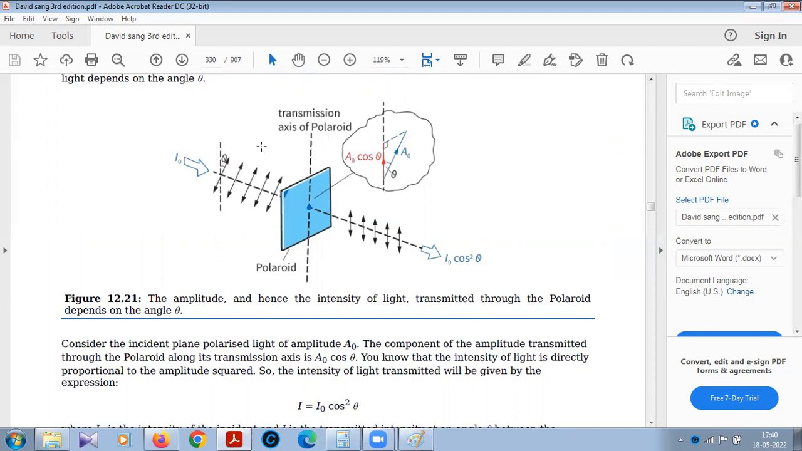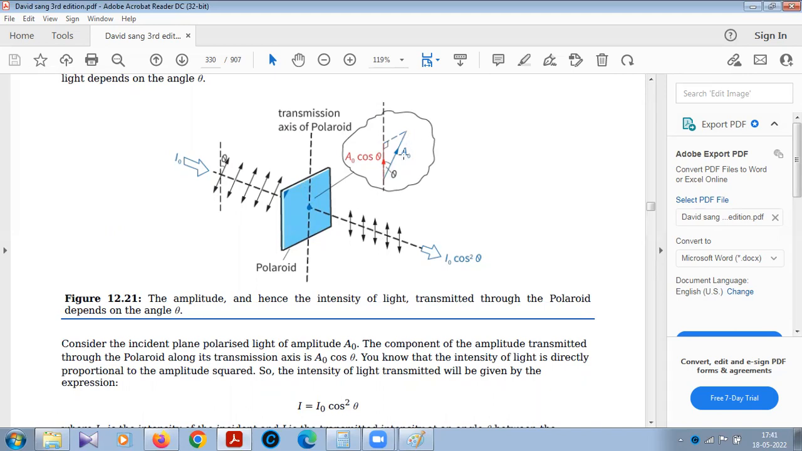See, so this is what kind of light? It is also polarized light. It has vibration in only one direction, isn't it? But it is inclined at some angle, and its intensity is I naught. So what is happening? It is again passing through another Polaroid. This Polaroid will allow the vibration only along this vertical. So what will happen? Only a component of this is going to pass through.